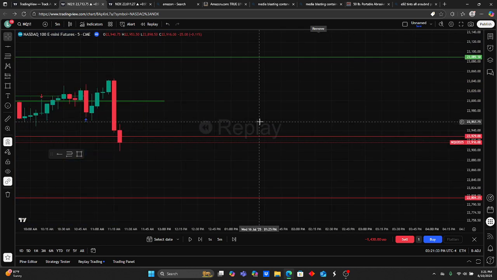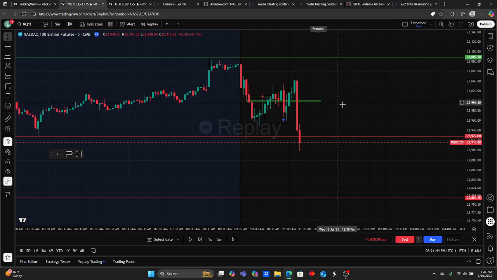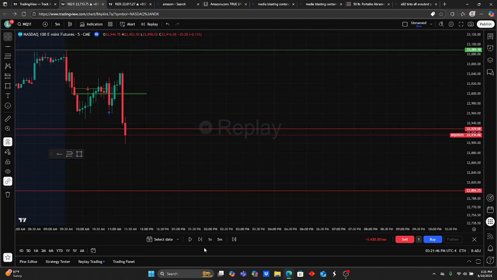Hmm. Little water. All right, I guess we go next day because we're doing only one trade a day, maximum. Let's see what happens for the rest of the day.